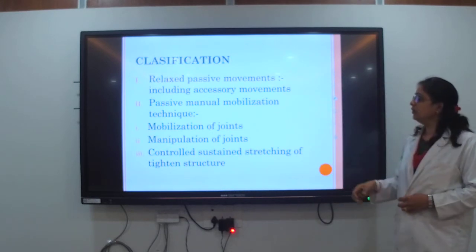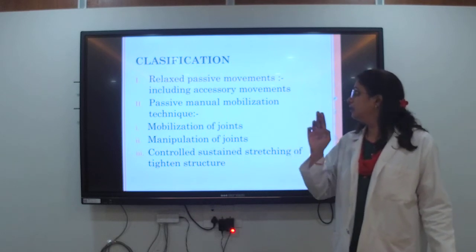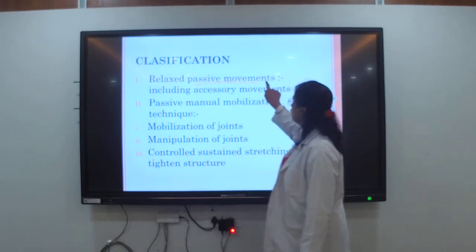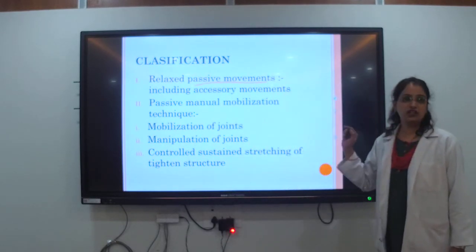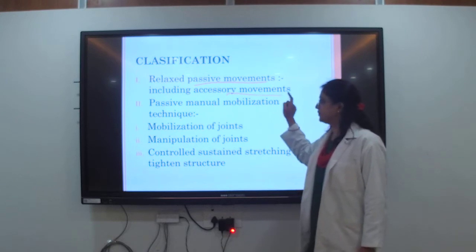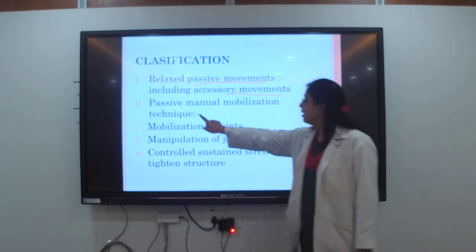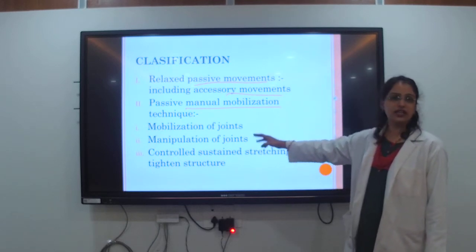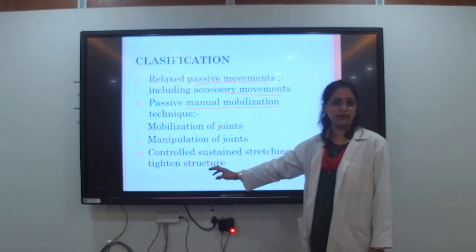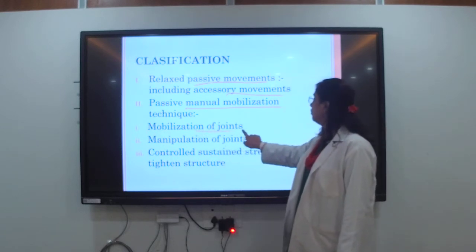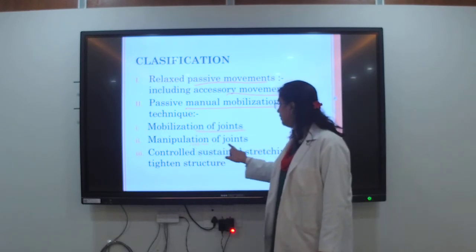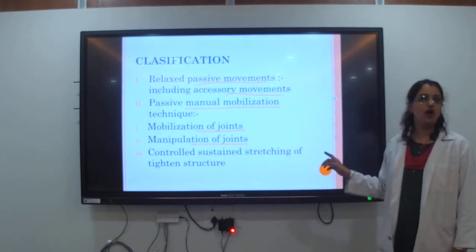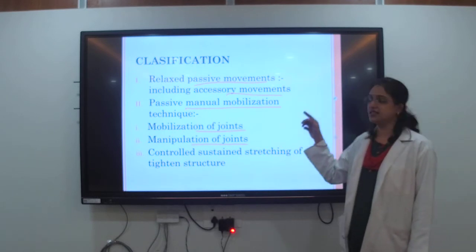Now this is the classification of passive movement. First is relaxed passive movement, which includes accessory movements. Second one is passive manual mobilization technique. In that there are 3 subtypes. First is mobilization of joint, second is manipulation of joint, third one is controlled sustained stretching of tightened structures. We will see one by one.